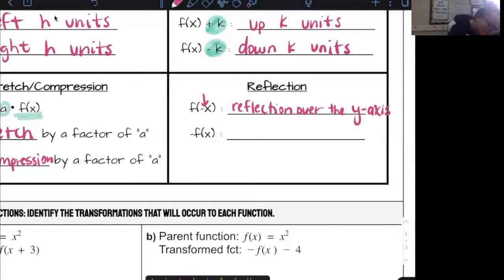But if you take the negative and you multiply it by the entire function, so the difference here is the x was being multiplied by the negative, but here the f of x, the entire function, is being multiplied by the negative, it's going to flip or reflect your graph over the x-axis.